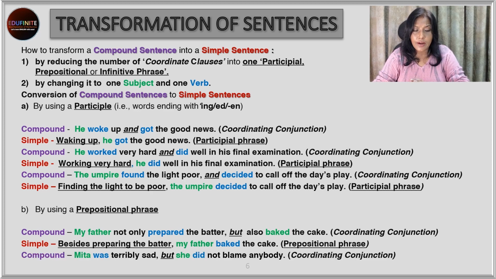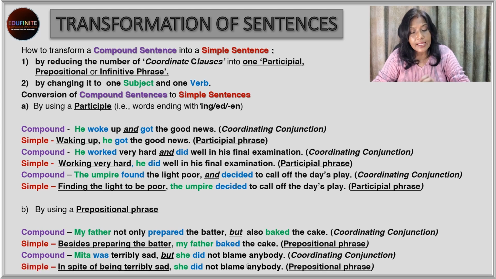Mira was terribly sad, but she did not blame anybody. So let's see how we change it into a simple sentence. In spite of being terribly sad. So Mira was terribly sad, that's one independent clause. Now we've reduced it into a phrase. We have removed the verb and the subject and transformed it into a phrase. In spite of being terribly sad, then we have she did not blame anybody.